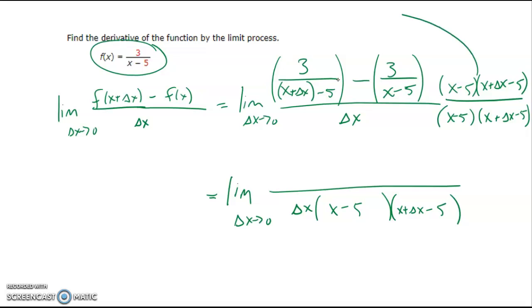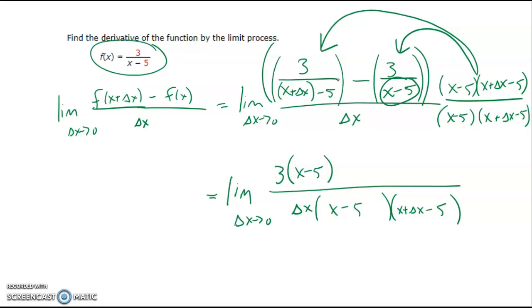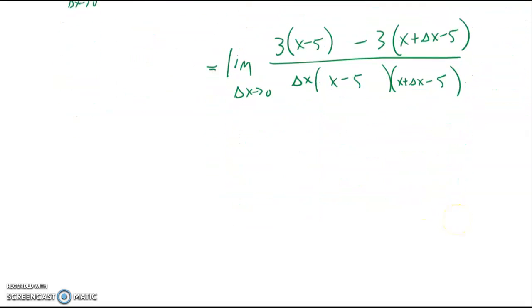In the numerator, when I distribute to this, right, you got to distribute. For the first fraction, this will cancel out. The x plus delta x minus 5 will cancel out. Leaves you with 3 times the x minus 5. And then when I distribute it to this one, the x minus 5s will cancel out, and it leaves you with 3 times the other factor. Okay, and that's the algebra to get rid of your complex fraction.